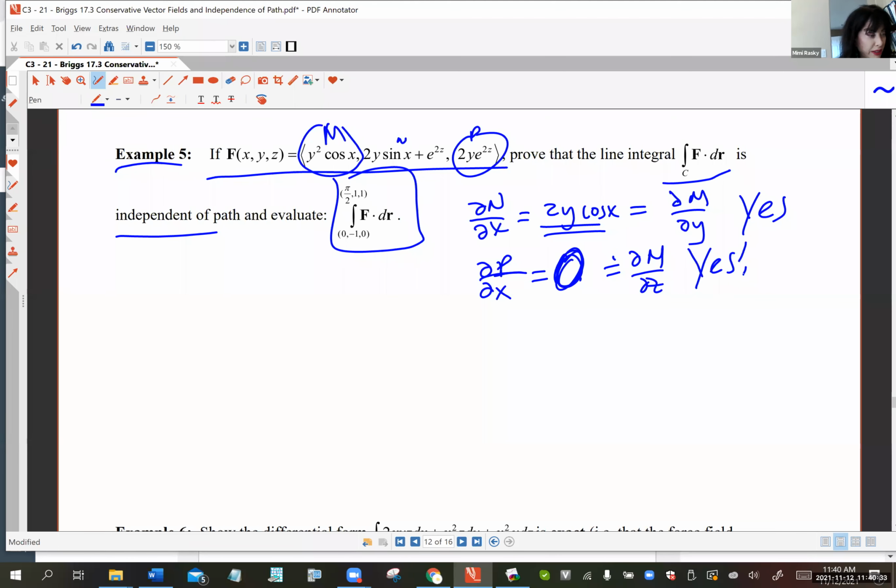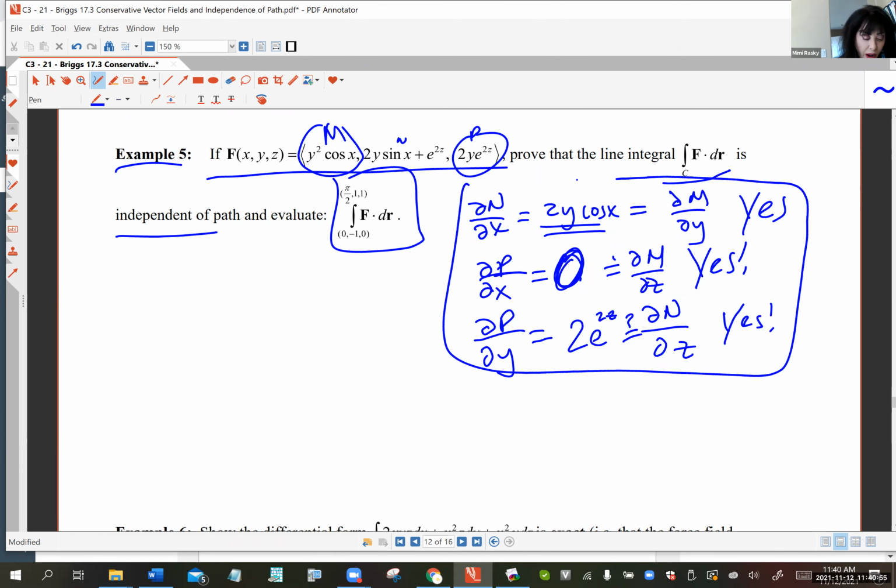Cool, we're 2/3 of the way there. Now, one more check. Is dP/dy going to give us the same answer as dN/dz? Okay, dP/dy is 2e to the 2z. Is that the same as dN/dz? And I claim it is. So since all three of these are satisfied, the vector field is indeed conservative.